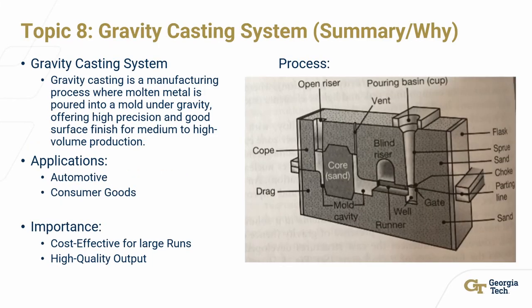We will now be getting into our eighth topic, gravity casting systems. Gravity casting is a manufacturing process where molten material is poured into a mold and is formed purely by gravity, and it often offers high precision and good surface finishes for medium to high volume production.